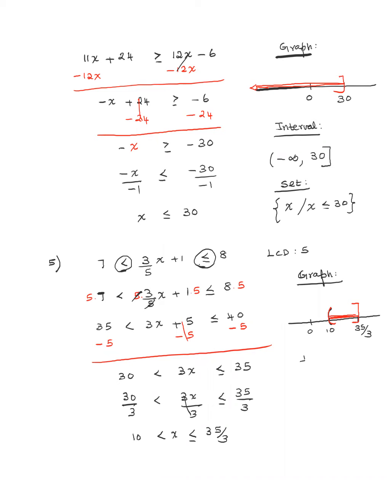And then the interval is open, closed, (10, 35 over 3]. And the set is x such that 10 is less than x less than or equal to 35 over 3. Okay. Next. So that's the end of this section.